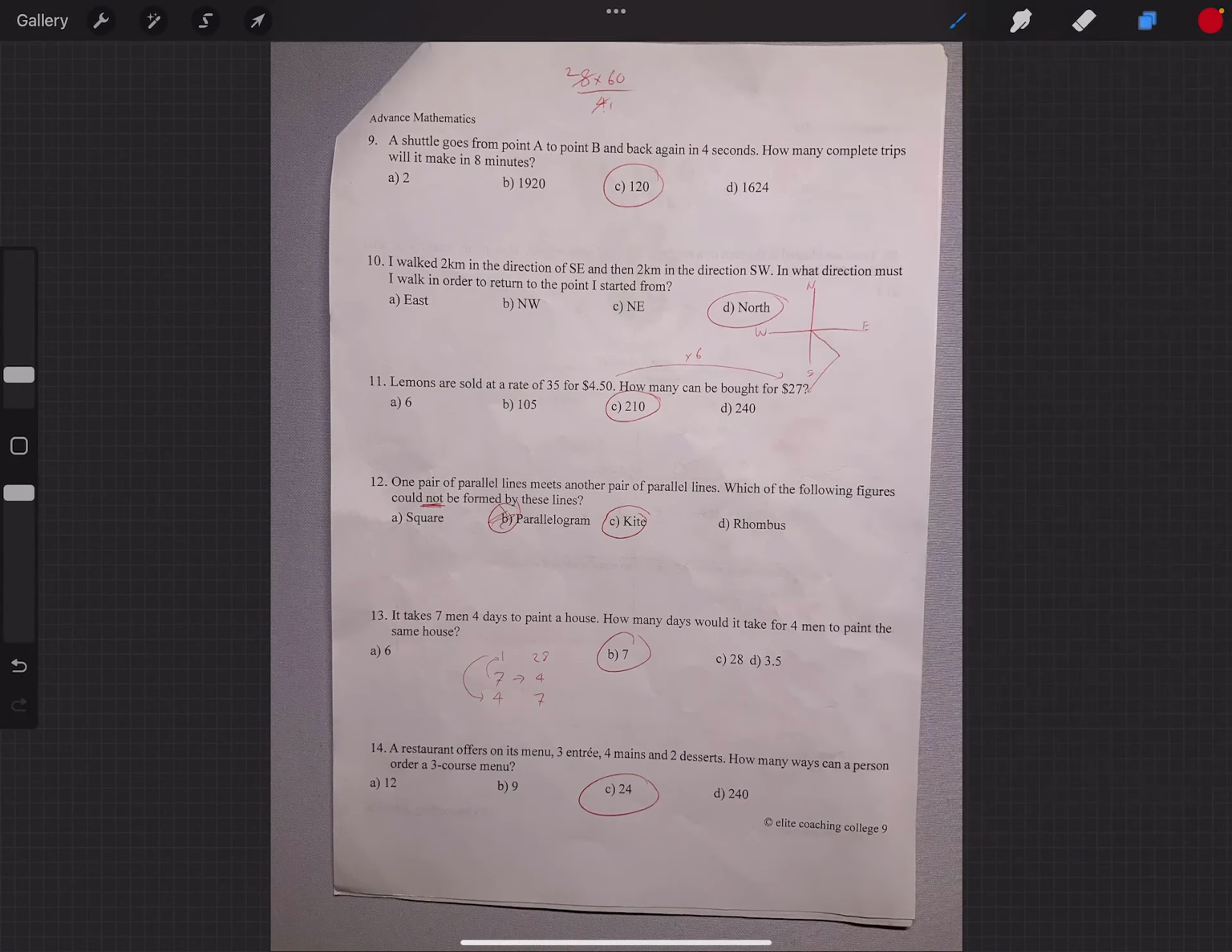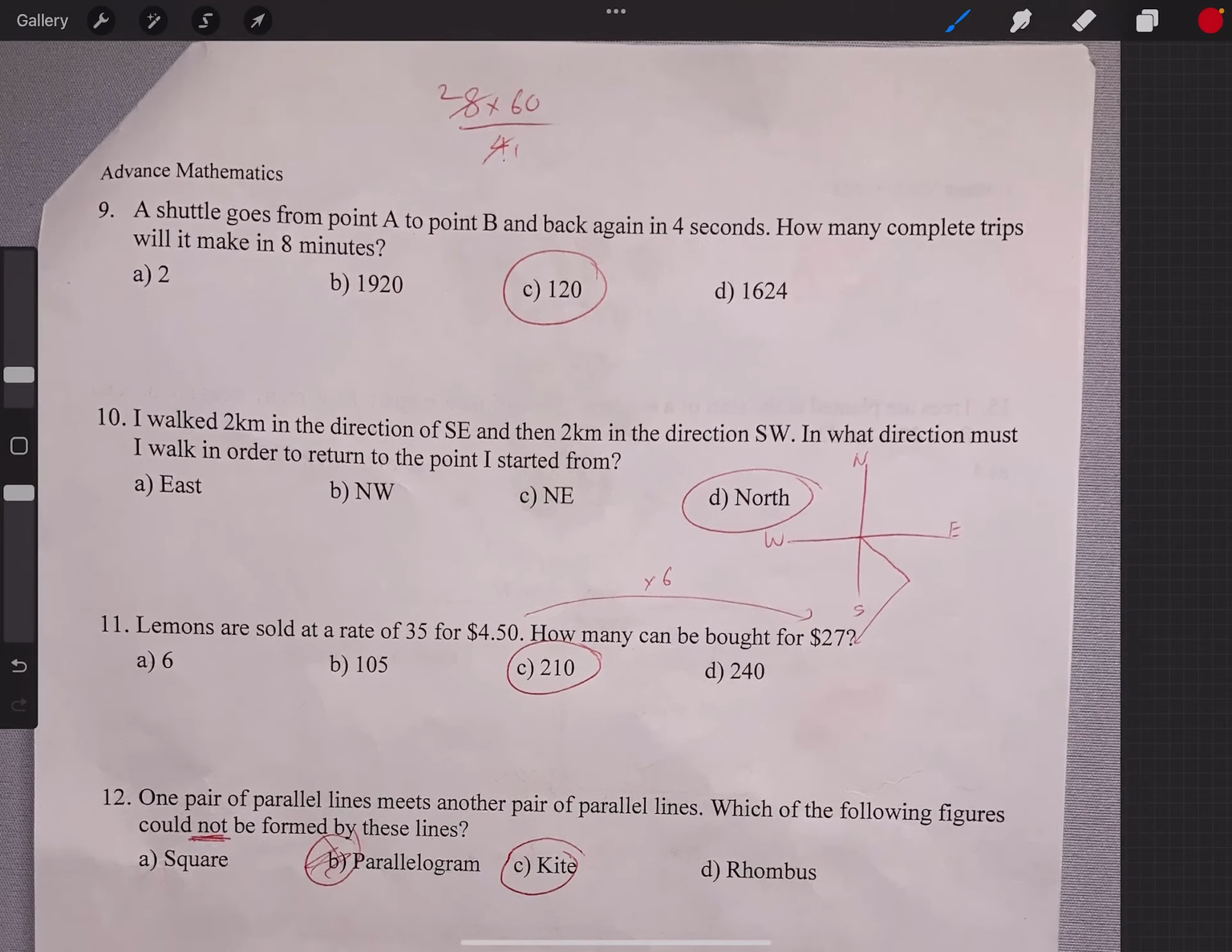I'm glad that one had only one question. That was quick. Alright, next one. A shuttle goes from point A to B and back again in 4 seconds. Okay, so the shuttle, one trip takes 4 seconds.